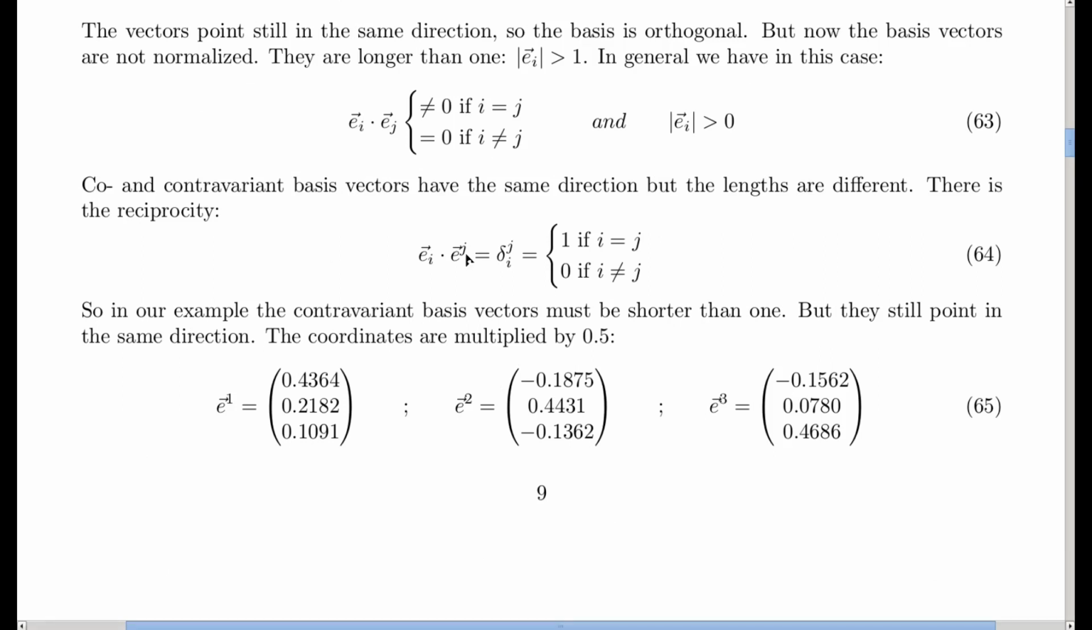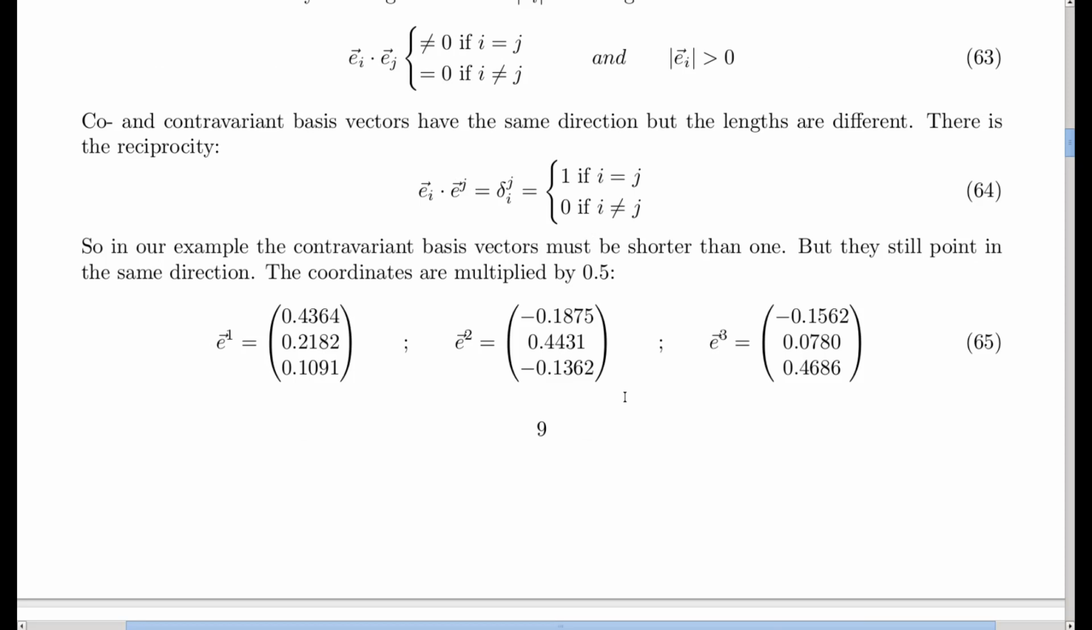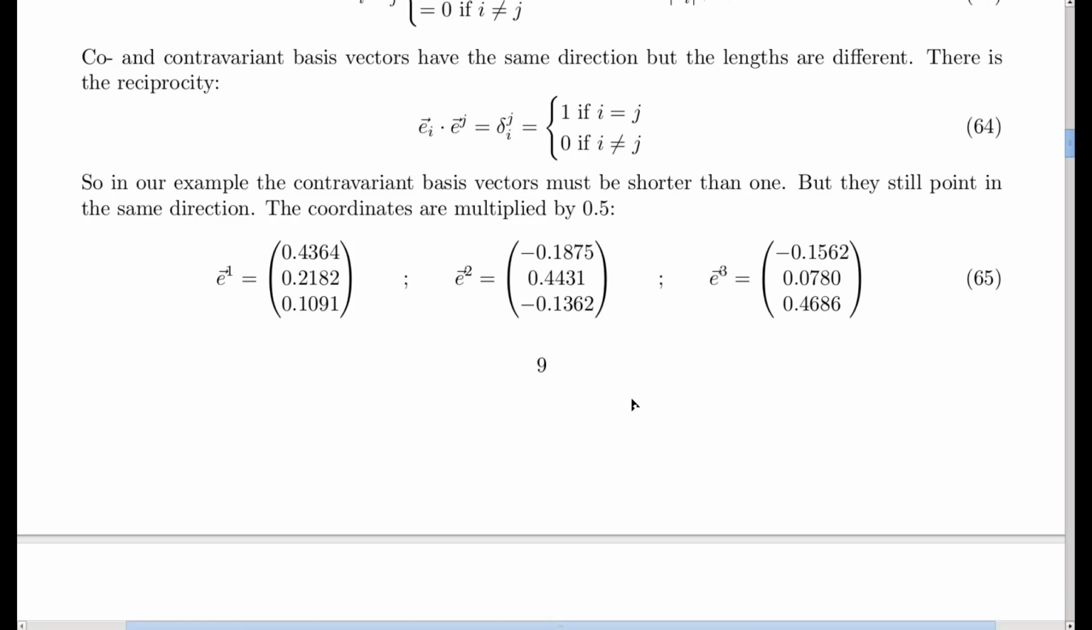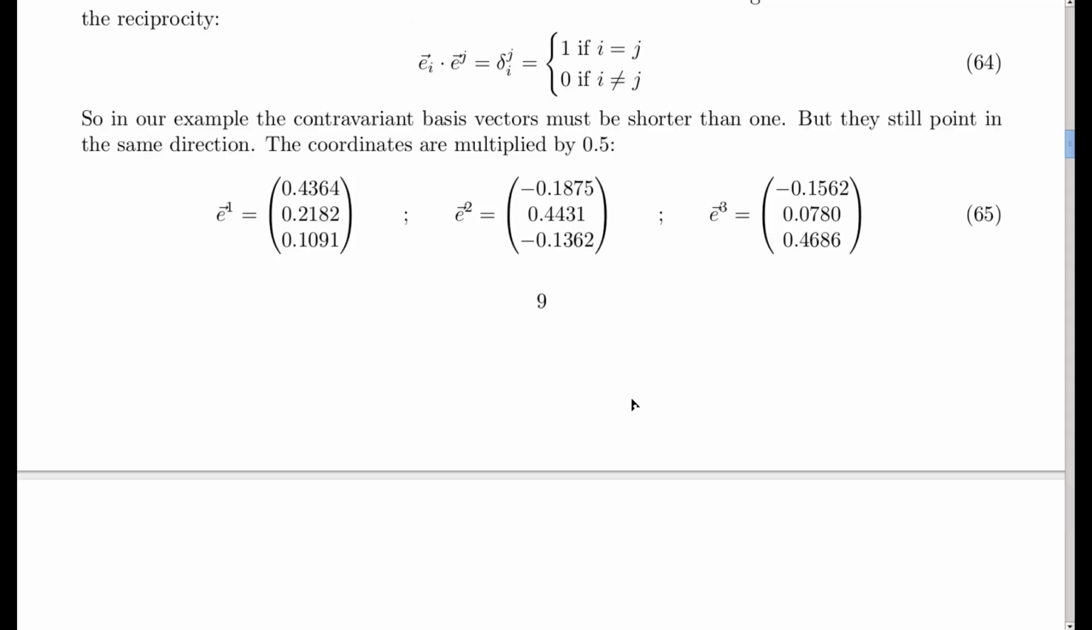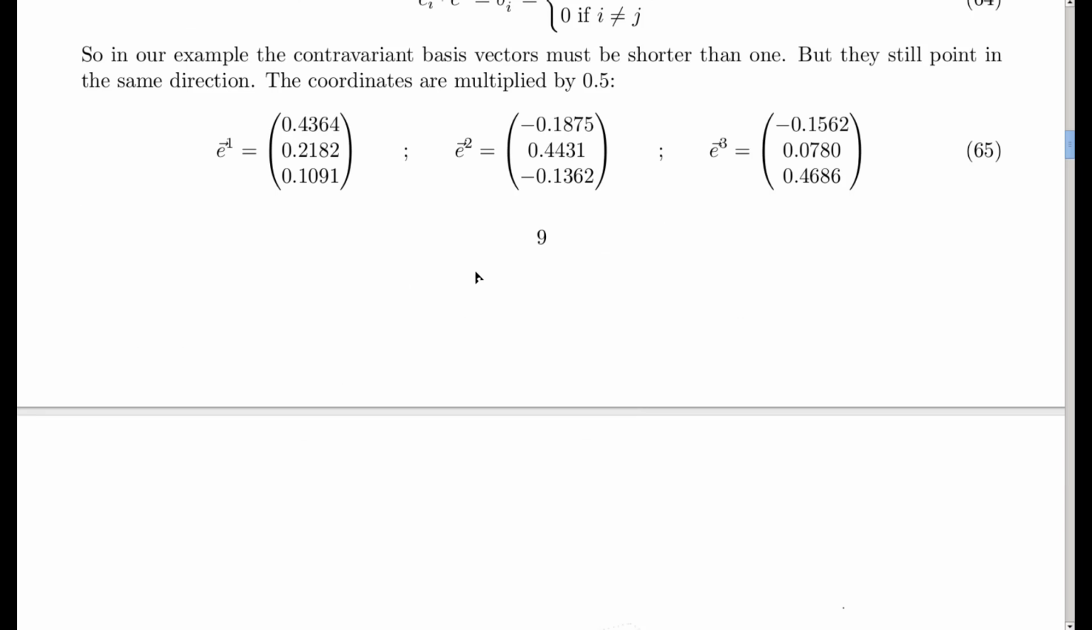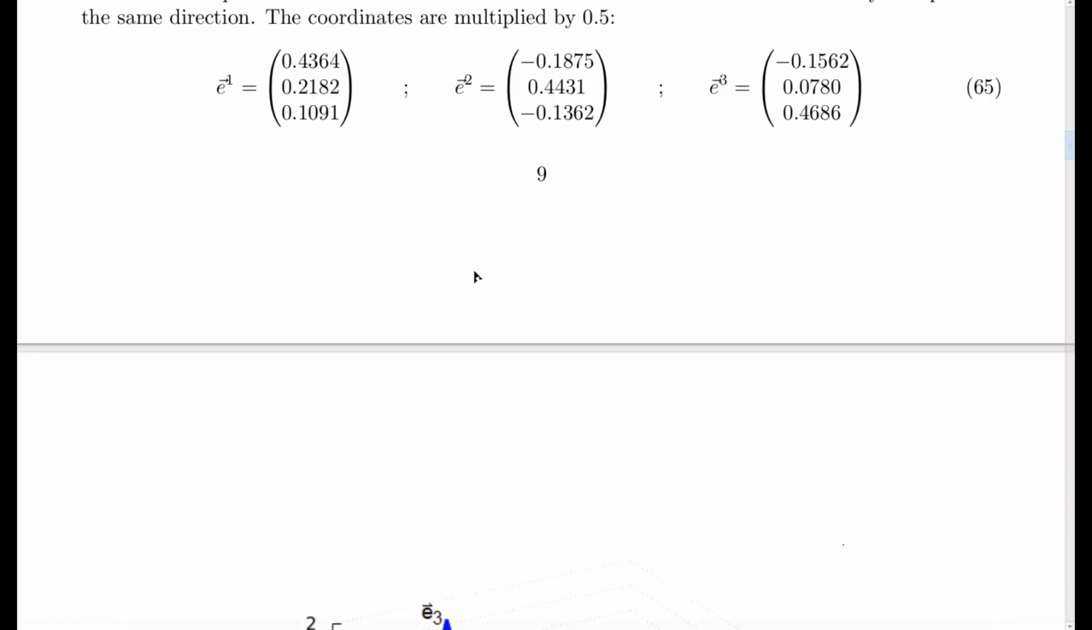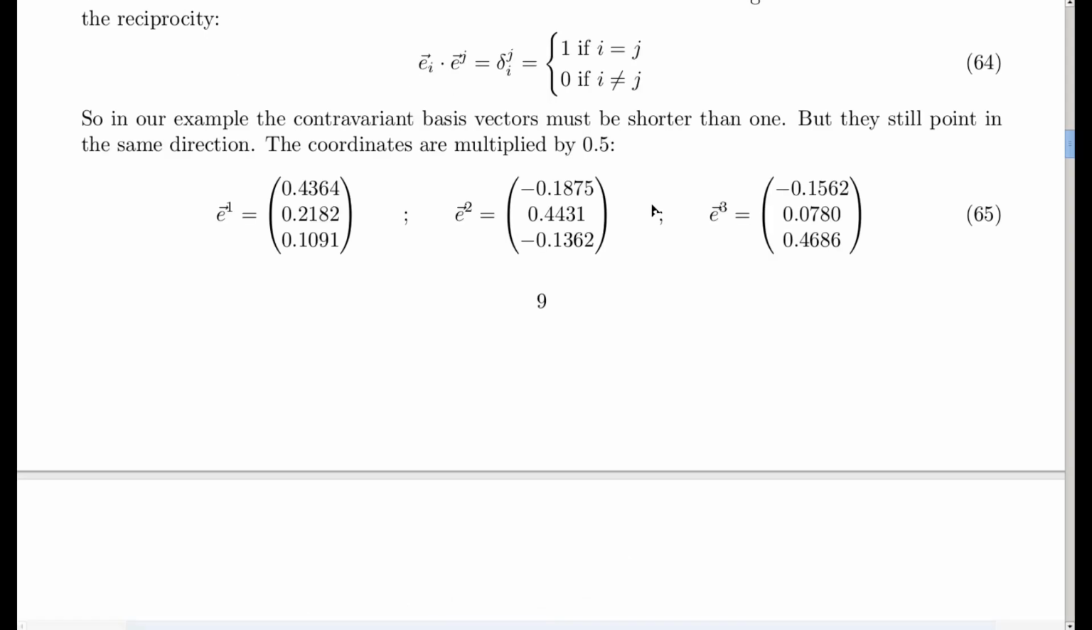The scalar product of the co- and contravariant basis vector is of course the Kronecker delta. That means if the indices are equal we have exactly 1, and if the indices are unequal, 0. Here we see the reciprocity between co- and contravariant basis vectors. And this means if we had multiplied by 2 to get the covariant basis vectors, then we have to multiply by a factor of a half to get the contravariant basis vectors.